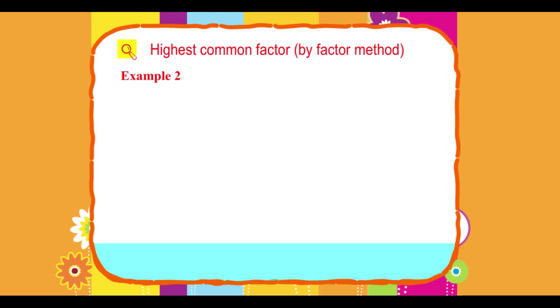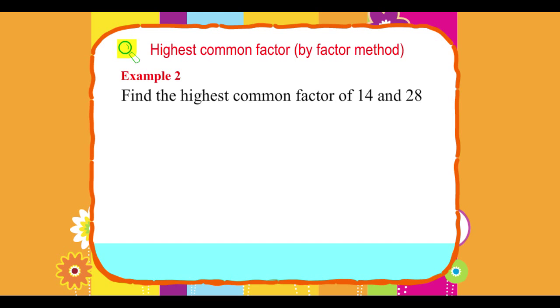Example 2. Find the highest common factor of 14 and 28. 14 equals 1 into 14, 2 into 7. 28 equals 1 into 28, 2 into 14, 4 into 7.